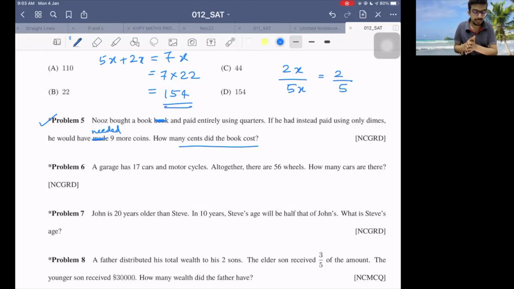These may look time consuming because you have to actually read up, understand the question, then frame an equation, then solve it. So the only way to crack it in a limited time is practice. So please do practice these questions. Okay, then see you in the next class.